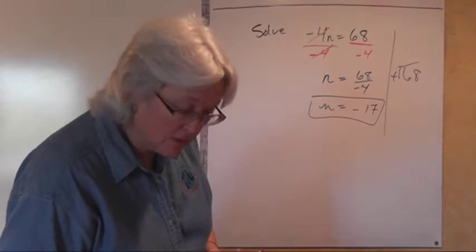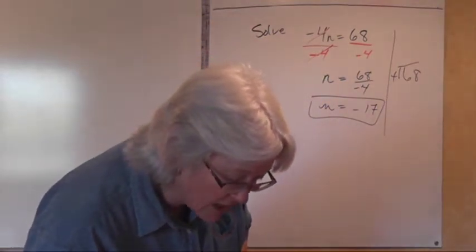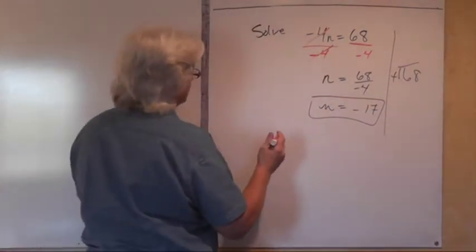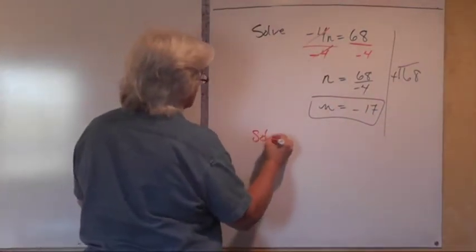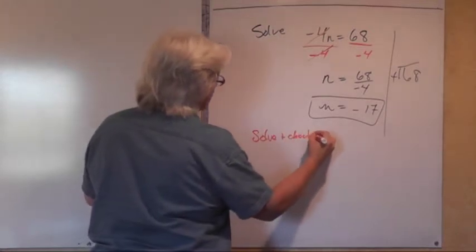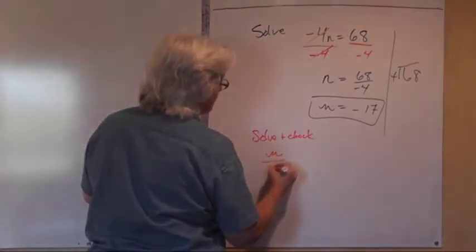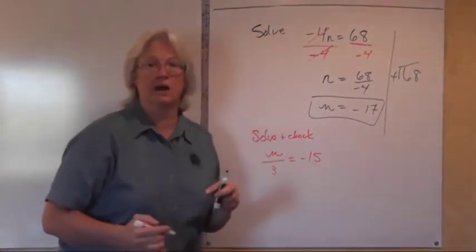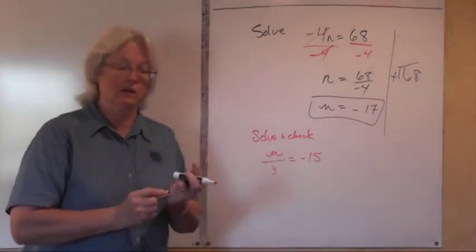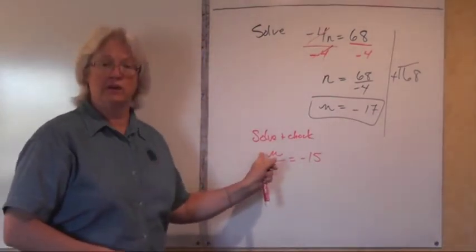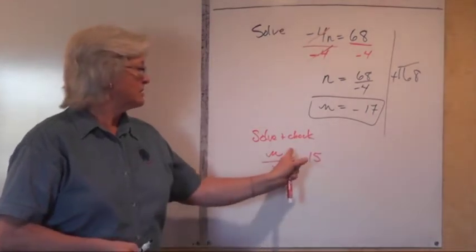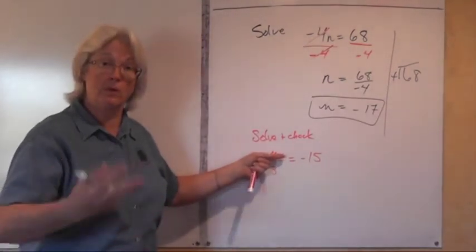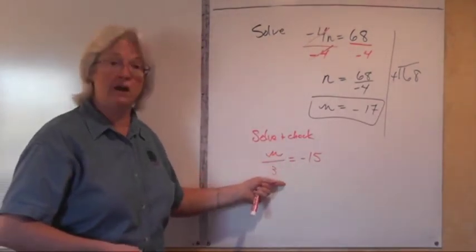Our next example says solve and check n divided by negative 3 is negative 15. Solve and check n divided by 3 is a negative 15. I don't care that n divided by 3 is negative 15. What I care about is what the value of n is. So I look and see what happened to n. If I started with n, what operation was performed on it? It was divided by 3.